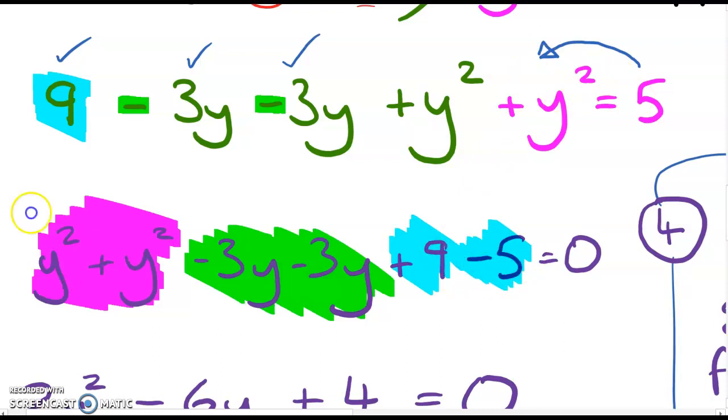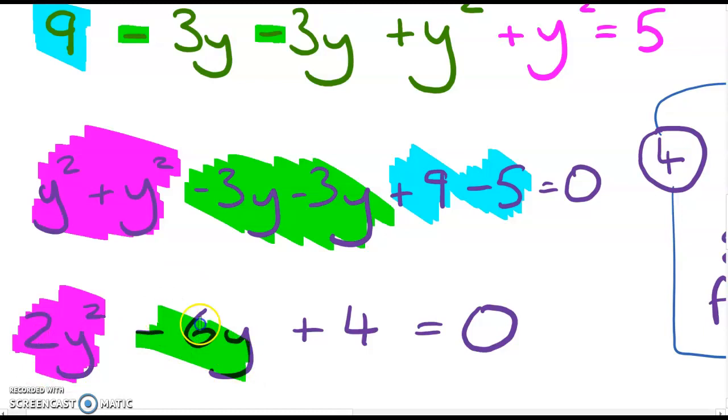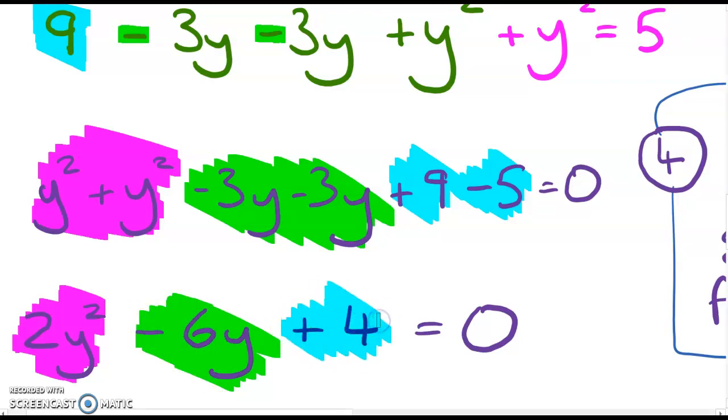So y squared plus y squared is 2y squared. And minus 3y minus another 3y is minus 6y. There's no more multiplying now, remember, we're just putting like terms together. And 9 take away 5 is 4. And we have it all equal to 0. Now that's quadratic order. And when you get down to this point, you've done the bulk of the work.